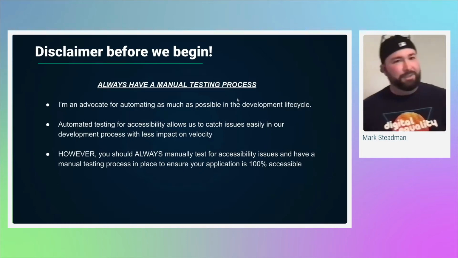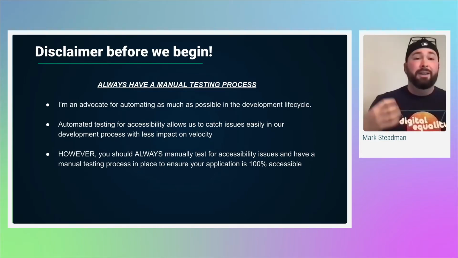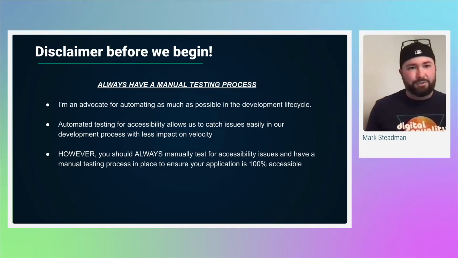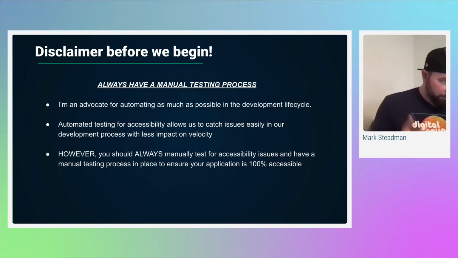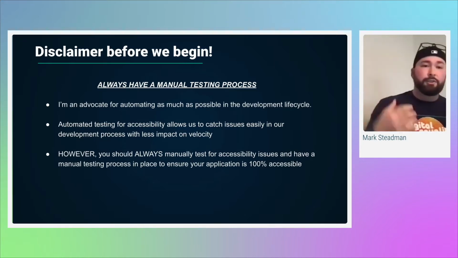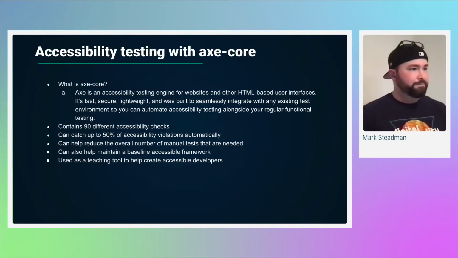Before we start, I have to make this disclaimer because it's 100% true. Always have a manual testing process. Yes, yours truly that's talking right now. I am a massive advocate for automated accessibility testing, whether that's regression testing or automated scans with Axe Core. Automated accessibility testing allows us to catch issues easily in our dev processes with less impact on velocity. But you should always have a manual testing process in place and ready to go. I can't tell you how awesome it can be if development teams can learn how to test from an accessibility perspective: keyboards, screen readers. Always know in your mind you have to have a manual testing piece tied to this, okay?